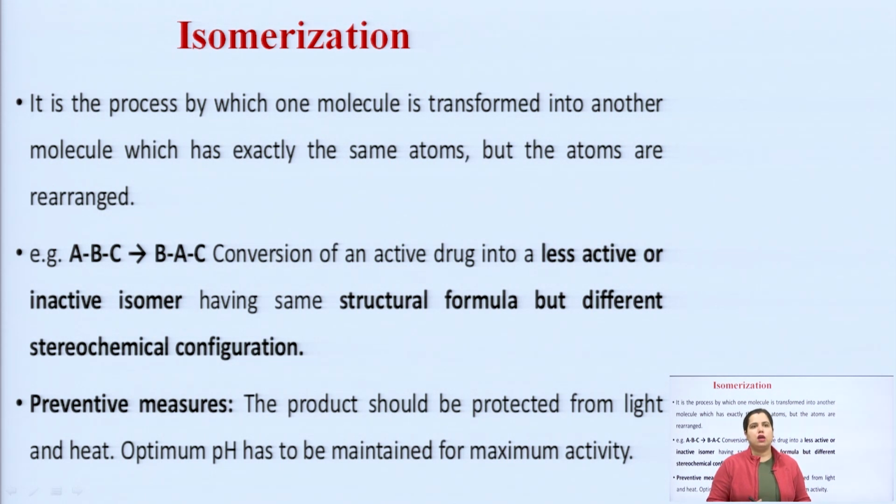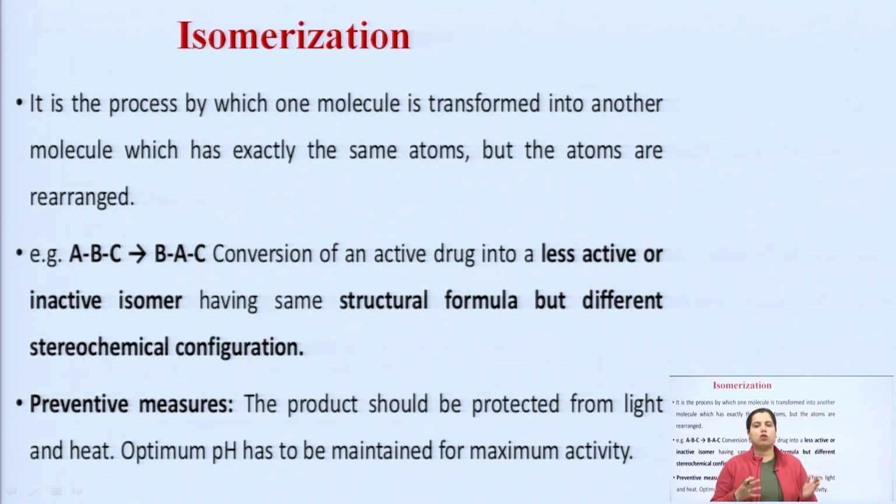Isomerization. It is a process by which one molecule is transformed into another molecule, making isomers, which have exactly the same atoms, but the atoms are rearranged. So, a different structure using the same type of functional moieties, right. If ABC is an isomer, BAC is its conversion, an active drug into a less active form. So, generally when isomerization takes place, the drug is converted from its active form into an inactive form. It may be vice versa, yes, of course.